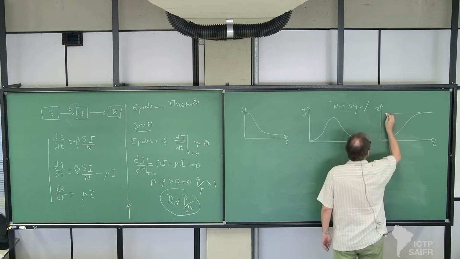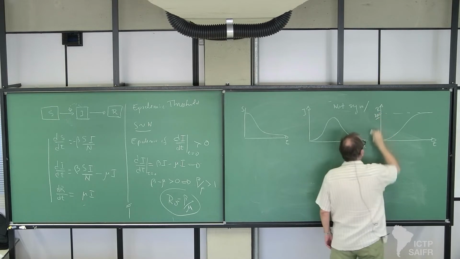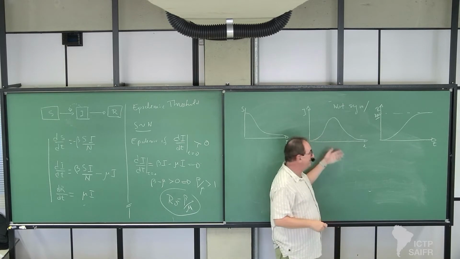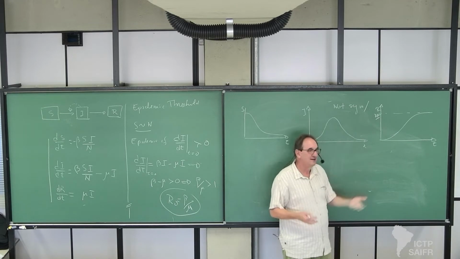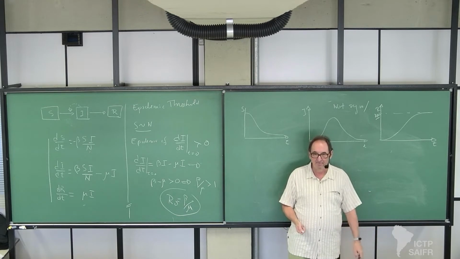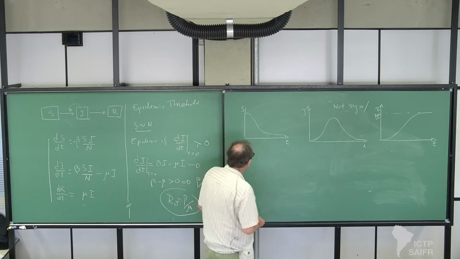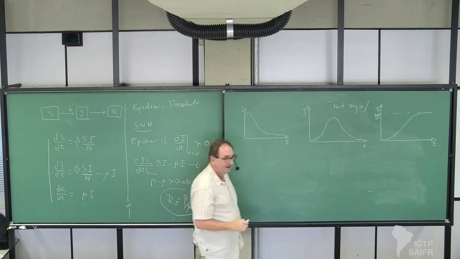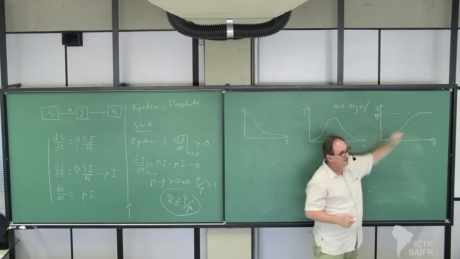And this value here will be R at infinity. And what is R at infinity? At the end of the epidemic, the number of people that get recovered is the total number of people that got infected. So here, this goes to 0. This doesn't go to 0 necessarily. And this reaches some R infinity value.